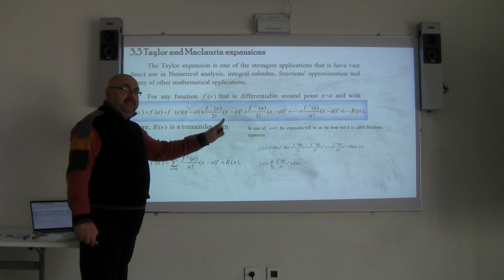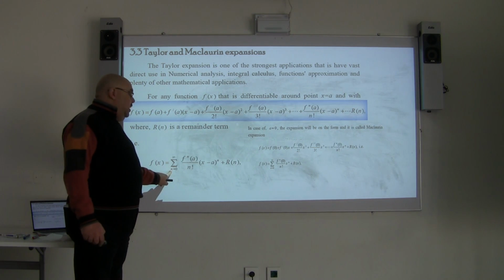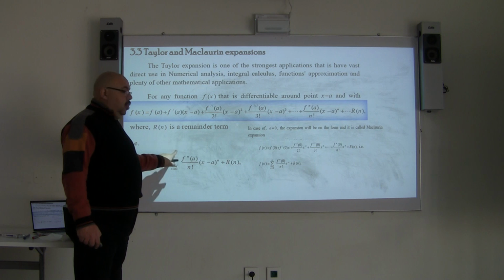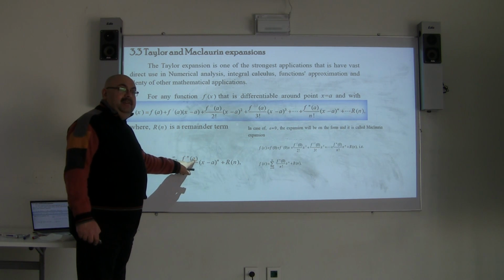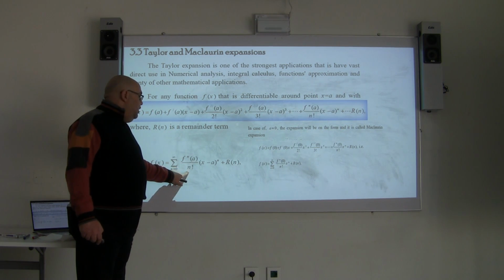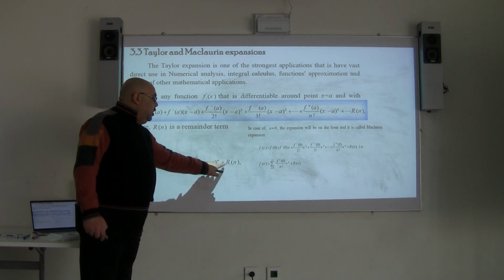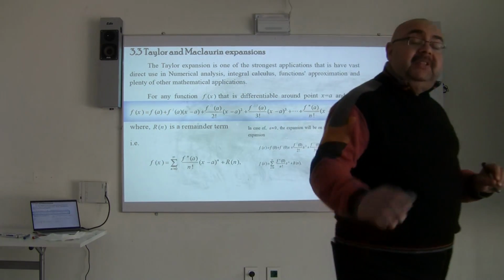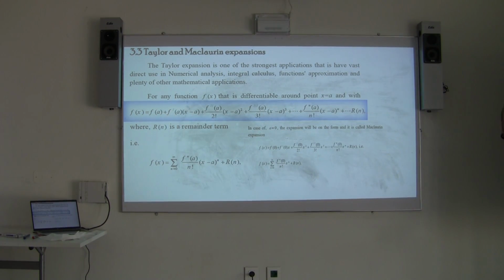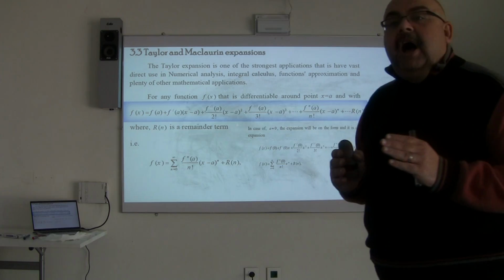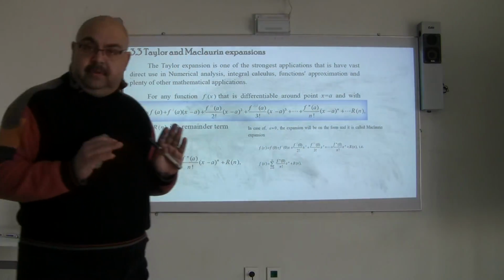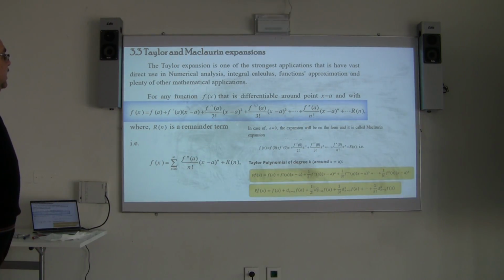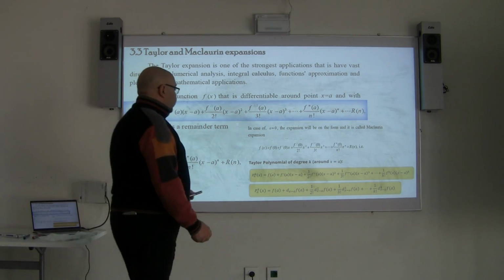ده short written summation. Instead of writing all of this, I can write the sum from n equal to 0 up to infinity of f n at a divided by the factorial of n times x minus a to the power of n, plus a remainder term. The remainder term is required to make the left hand side exactly equal to the right hand side. Are you with me? If I didn't write the Rn, then they will be approximately equal to each other. معايا يا شباب؟ Okay, that's the main laws in this book.